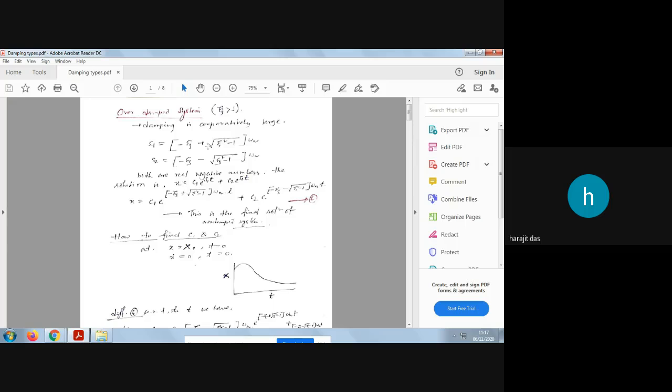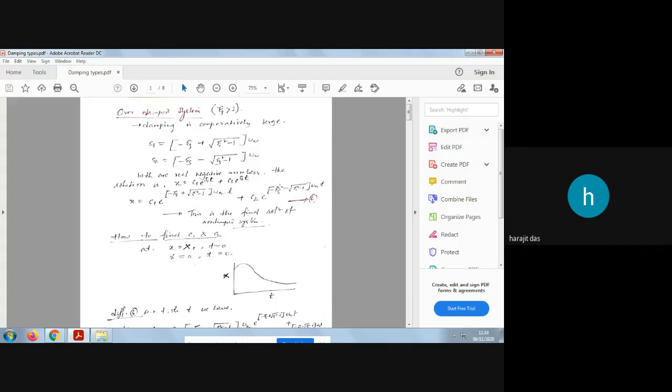Here this under root term will be converted to a definite or real number, and combining with the value of zeta, it will be a real negative number. Similarly S2 will also be a real negative number under this overdamped system. For these kinds of roots, where real negative numbers are there, the general solution of the differential equation is given this way: x equals c1 e to the power s1t plus c2 e to the power s2t.